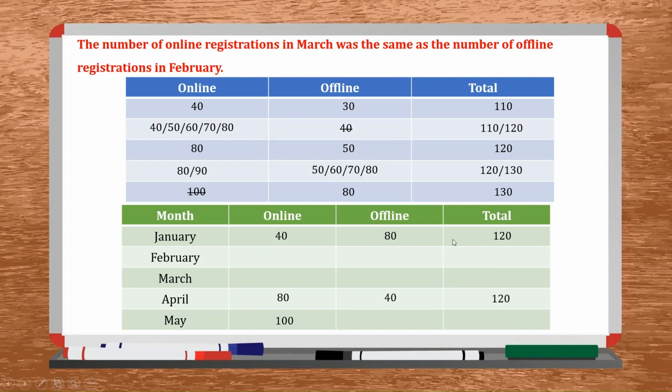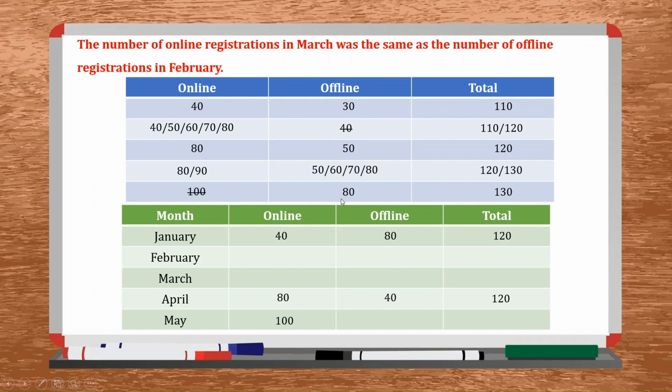Now going to the next part. The number of online registrations in March and the offline registrations in February is the same. The value that we can take the same from online and offline, we need to find out. We don't have 30 online, so we cannot use 30, but we have 40, which we also don't have in the offline column. So it has to be 50, 60, 70, or 80.